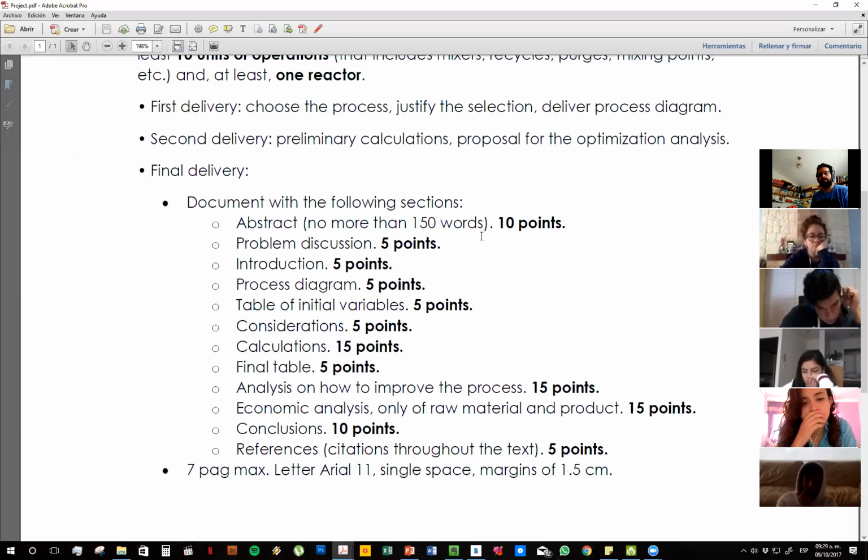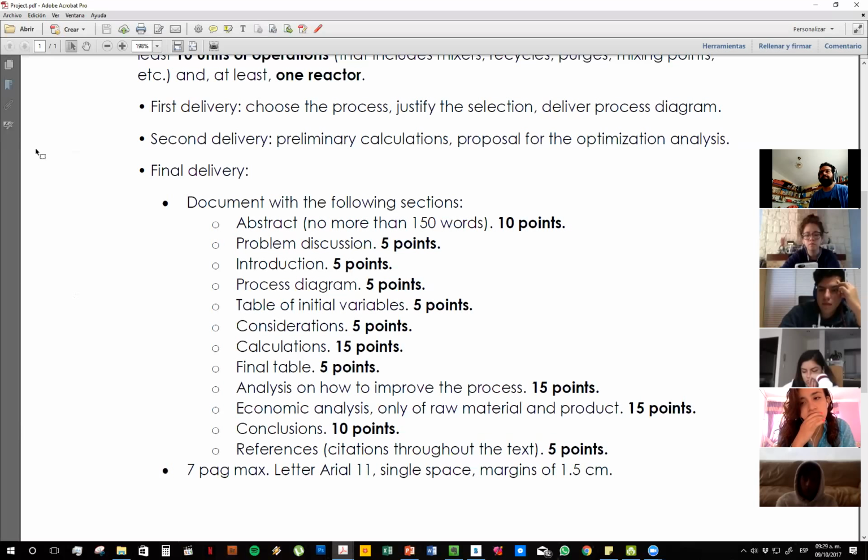It doesn't matter, right? And some points about the report. It should be a maximum of 7 pages. The Excel can have any information that you want, of course, of calculations, but the document that you deliver has to be 7 pages maximum in Arial 11, single space, and margins of 1.5 centimeters, right? So it's more or less the same amount of information for each project.